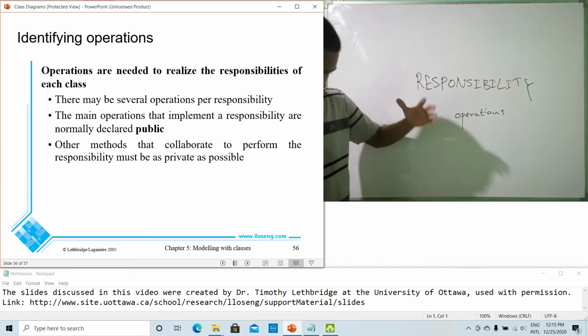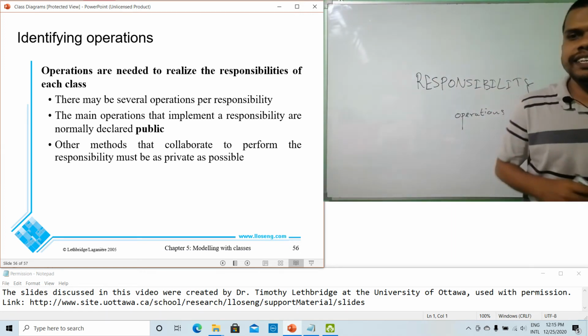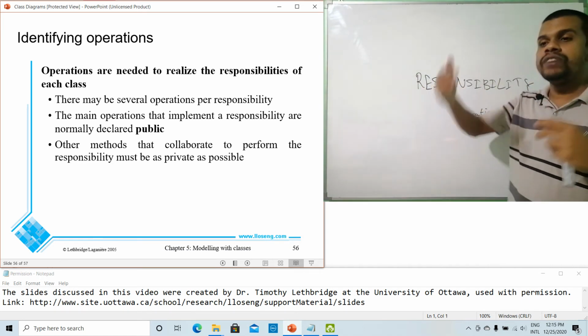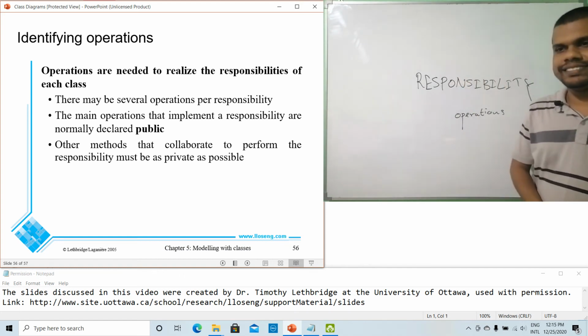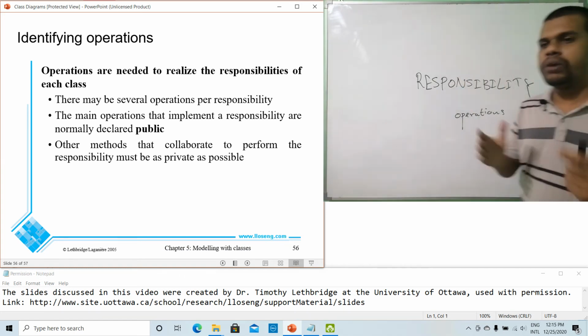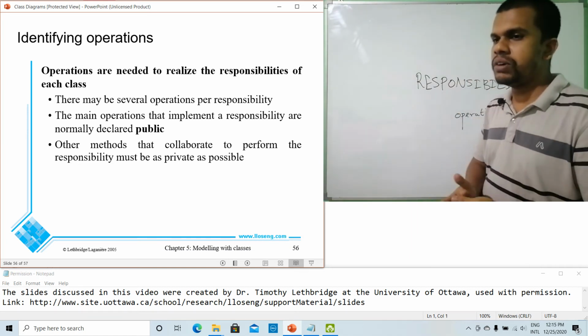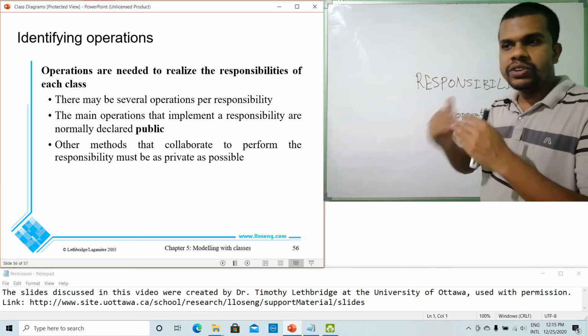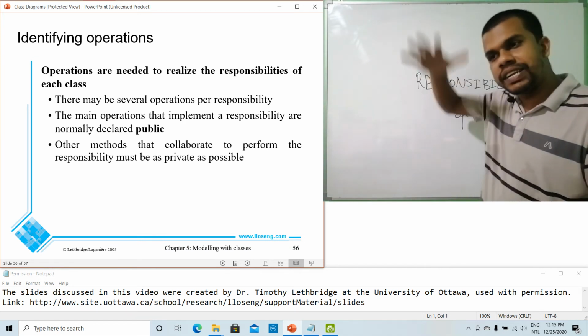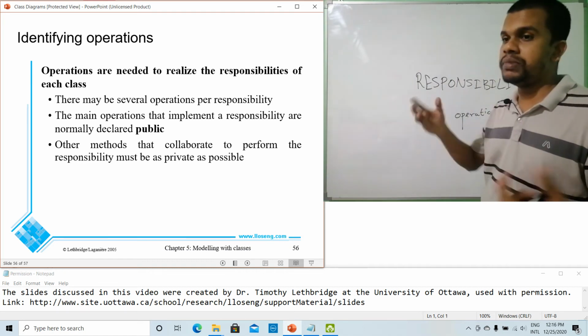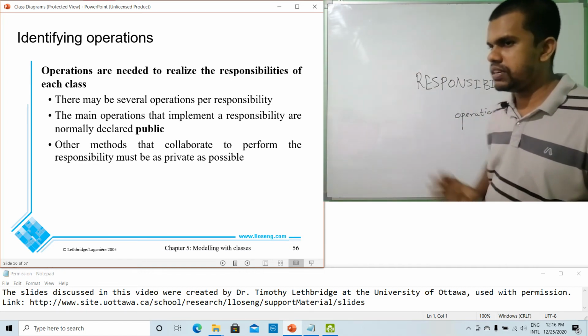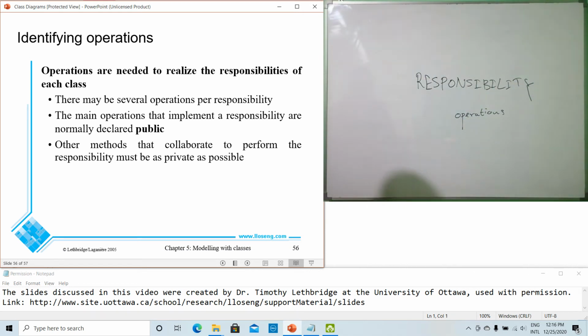Usually, you know, we modularize. One responsibility is there, we can modularize it. We can perform it using a set of operations. Perform a booking, we can do it using a set of operations. One particular responsibility is achieved using a set of operations. If it is possible using one particular operation, that's okay. Usually we need a set of operations. There may be several operations per responsibility.